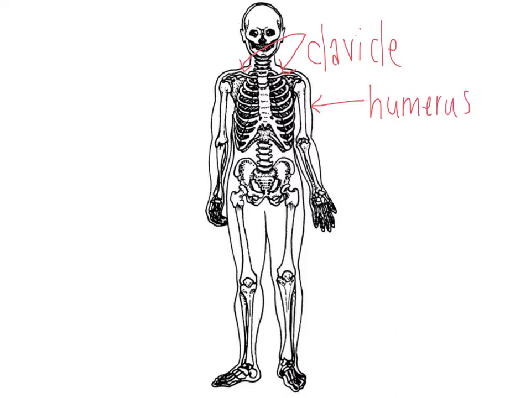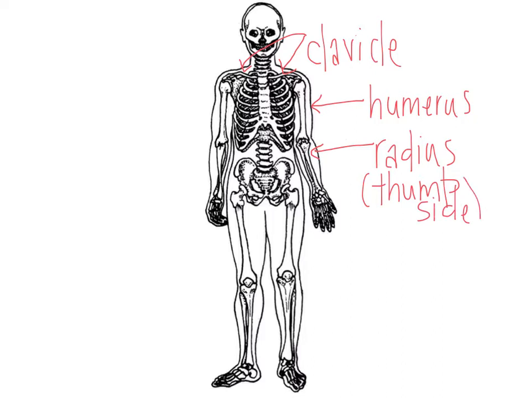Your forearm here is made up of two bones, your ulna and your radius. Sometimes just looking at them, they're kind of confusing. But if you always follow where your thumb is, you will know where the radius is. So this bone right here is your radius because it is thumb side. Radius is always thumb side, and then the other one is your ulna. So that's an easy way to remember it.